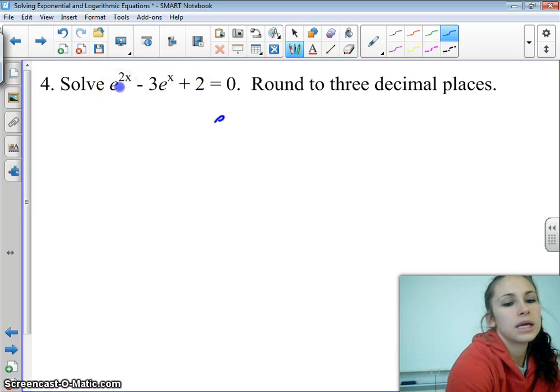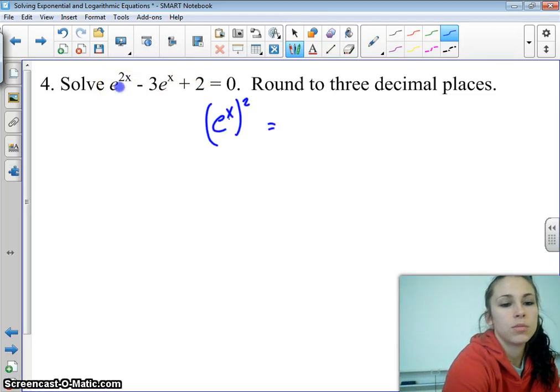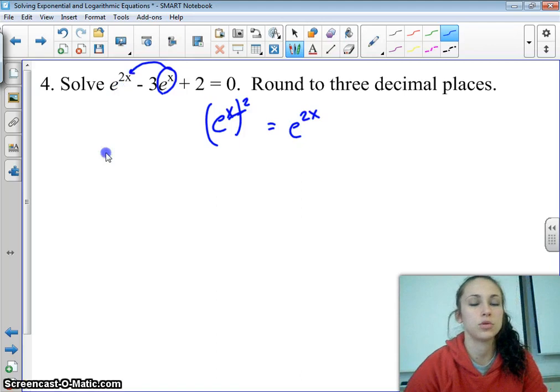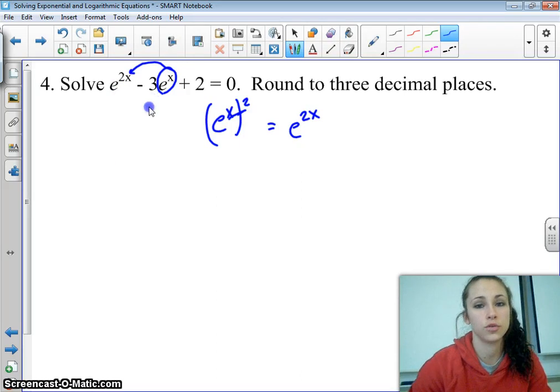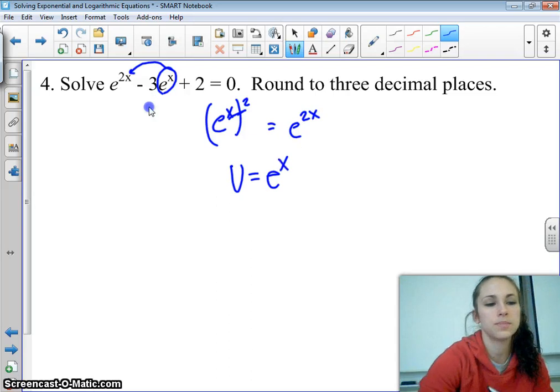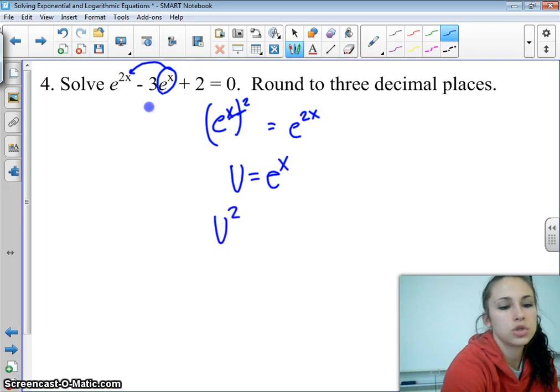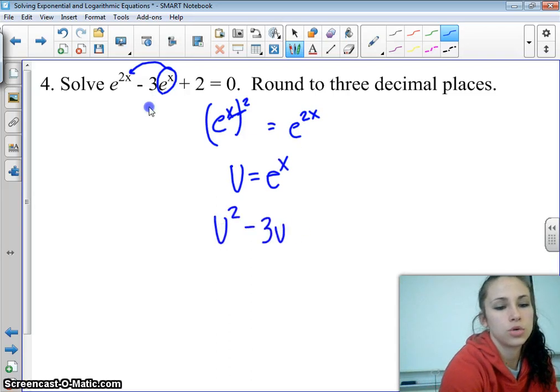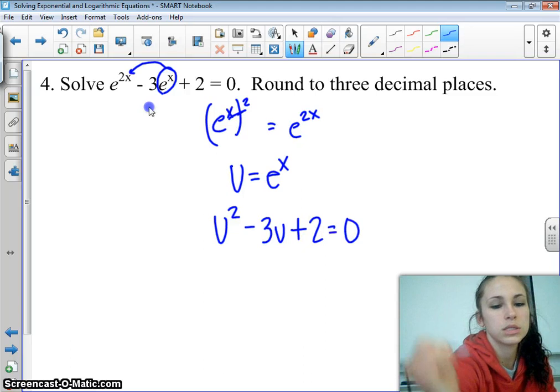If I were to take e to the x and square it, then I would multiply these two exponents and get e to the 2x. And so the first term is just that middle term squared, and so I can use u for this. And so that's how I'm going to do this. I'm going to let u be the middle e to the x, and then I'm going to say u squared minus 3u plus 2 equals 0.